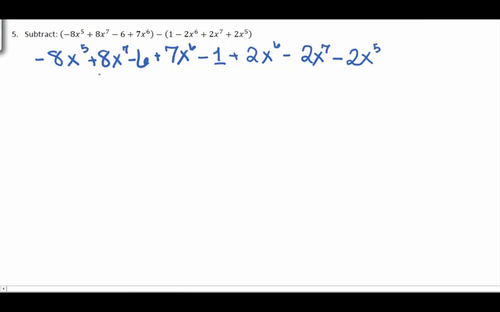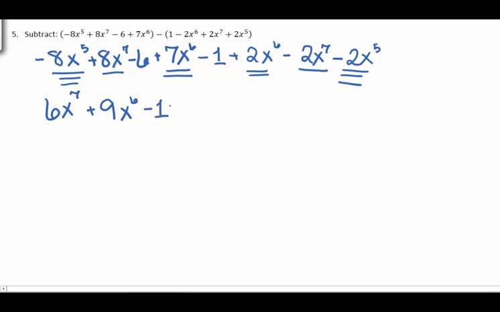Just like adding, we'll combine like terms. I have an 8 minus 2, which is 6x to the 7th. I then have a 7 plus 2, so plus 9x to the 6th. If I look for the 5th exponent, I have negative 8 minus 2 is negative 10 x to the 5th. And finally, negative 6 minus 1 is negative 7.